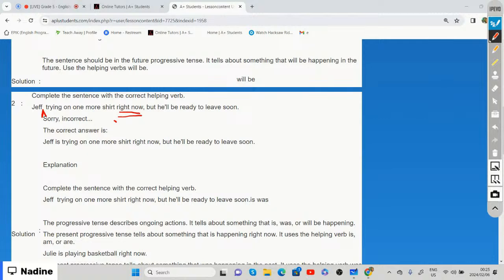So if we are making mention of, for example, Jeff, right now is present tense, which means that we will use the helping verb. If it's Jeff, then it means that we're talking about one person doing the action. So we'll say Jeff is trying on one more shirt right now, which is in the present, but he'll be ready to leave soon.